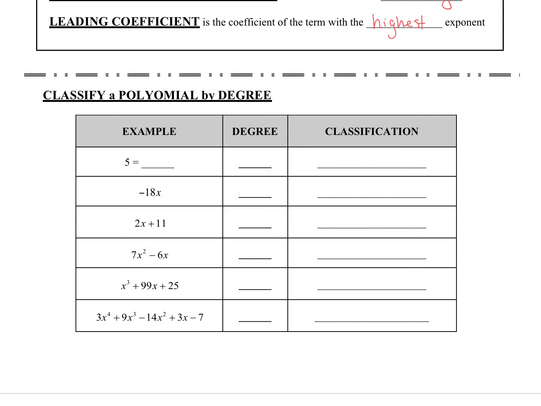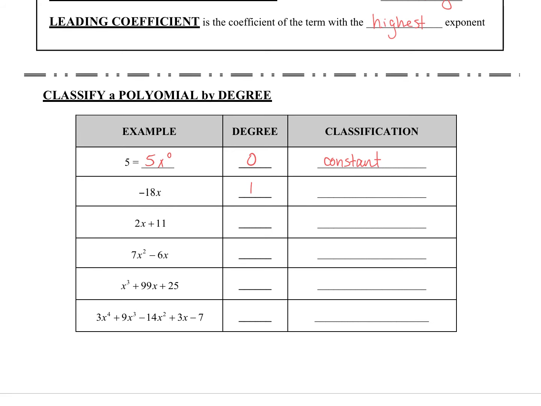So the first example is just 5, but we can actually write this as 5 x to the 0th power. Because remember that anything raised to the 0 is 1, so this is really 5 times 1, which is just 5. So the degree here is 0 because we're looking for the highest exponent of all the terms. And how we would classify this is as a constant. So no matter what x is, 5 isn't going to change. It's always constant.